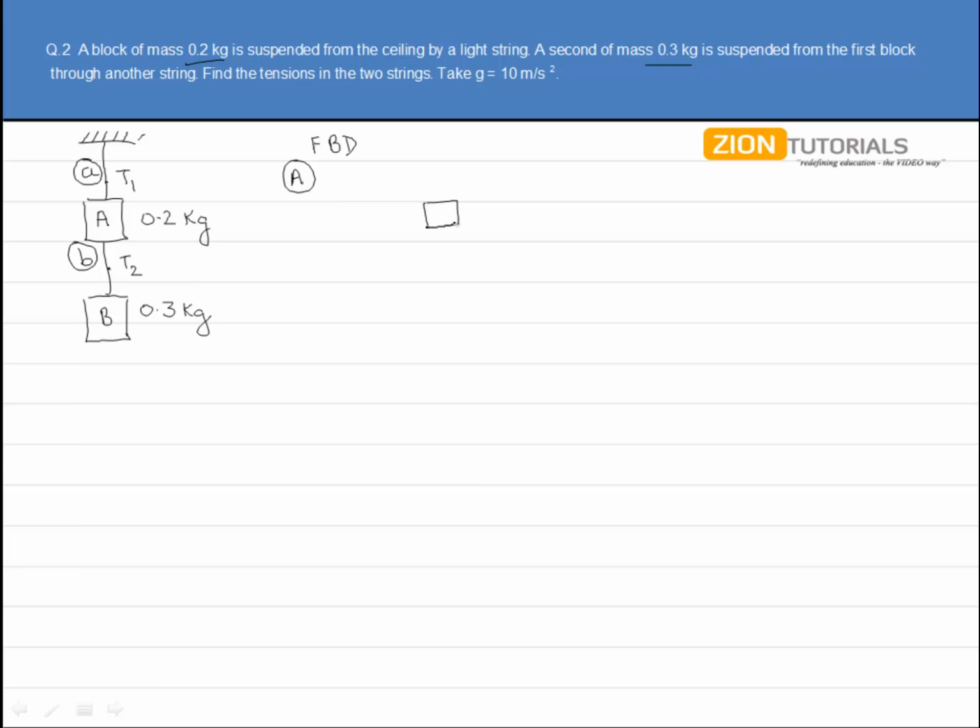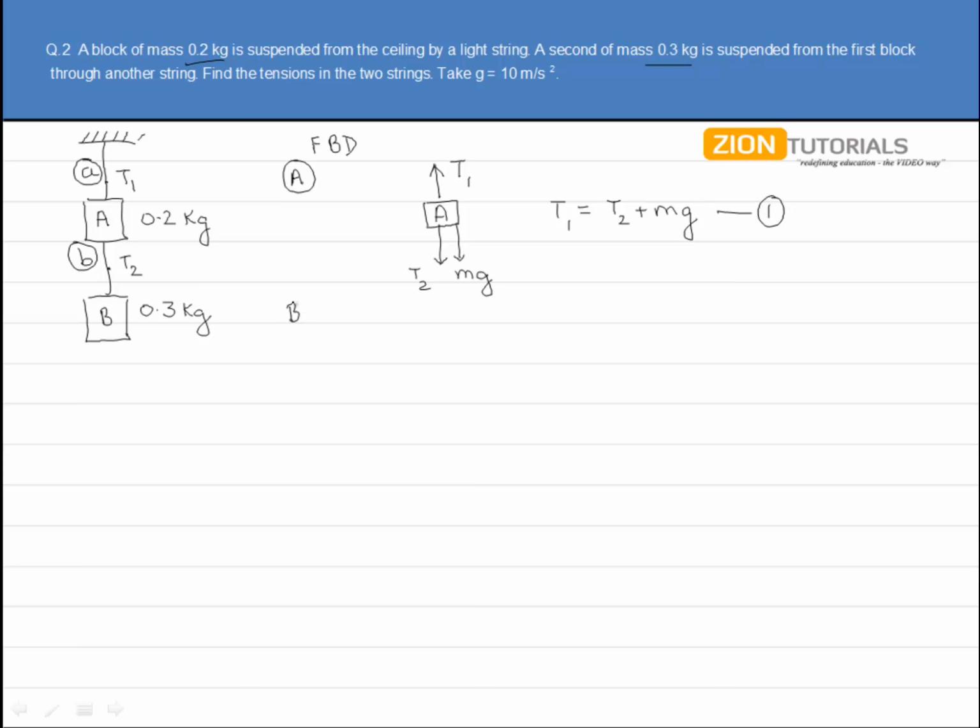Here is the block A, in which T1 is applied in the upward direction, T2 is applied in the downward direction, and moreover an mg force is applied in the downward direction. Since the system is in equilibrium, equating all the forces, we get T1 equals T2 plus mg. Let us mark it as first equation.